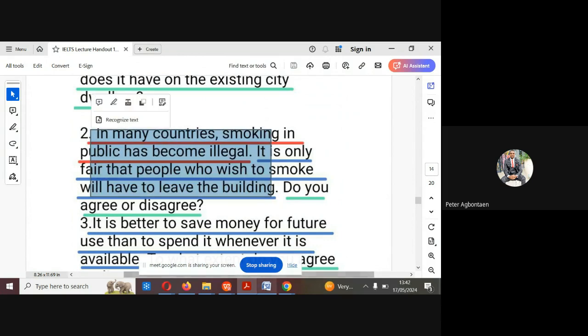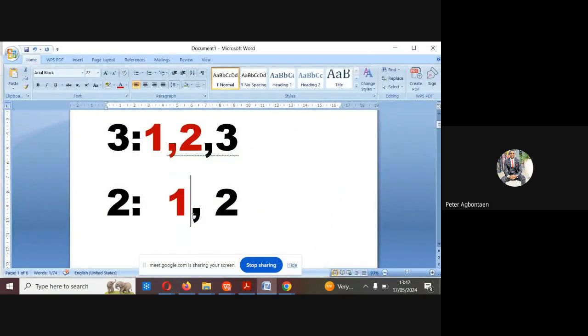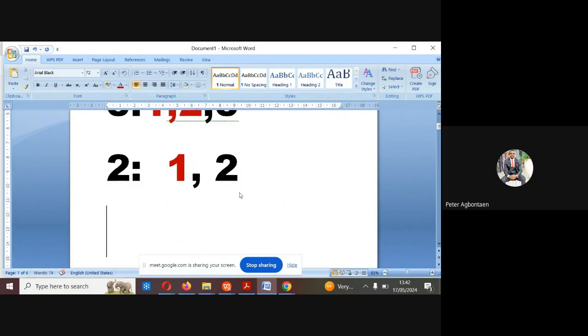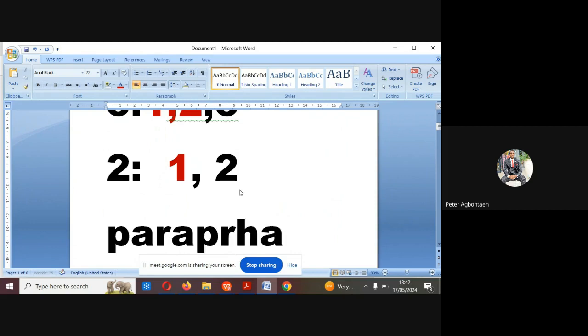Now, when you pick the first sentence in a two-sentence question, or the first two sentences in a three-sentence question, what are you doing with them? What you're doing with them is you paraphrase them. When you paraphrase the first sentence or the first two sentences, that will give you your what? Your background statement.